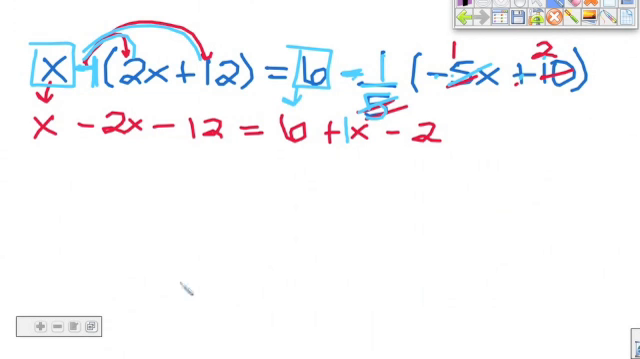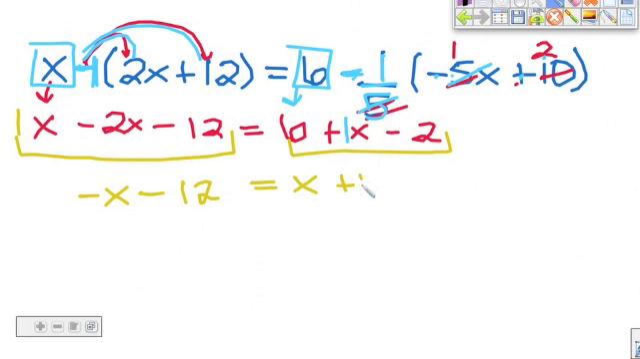All right, let's go ahead and work this out. Is there anything on this side I can combine first? Yes. X take away 2x is going to give me -x minus 12. Because this is like 1 take away 2, which is going to be -1. Is there anything on this side I can combine? Yes, the 6 and the 2. So 6 take away 2 gives me 4. So I have x plus 4.